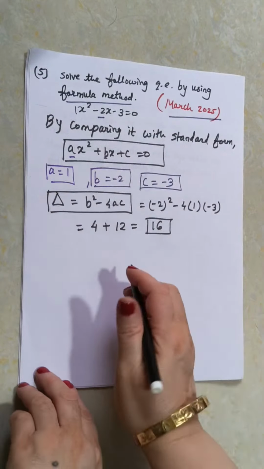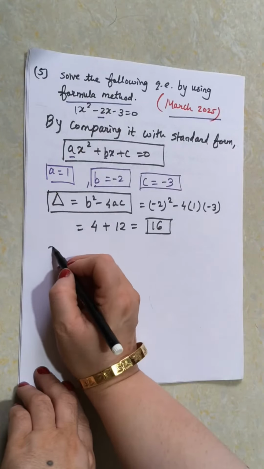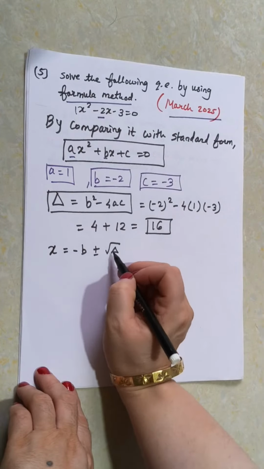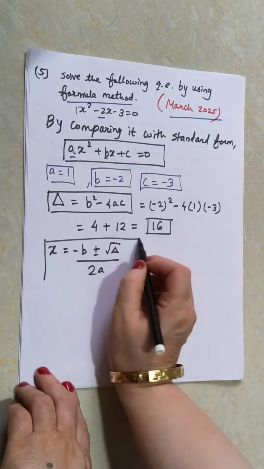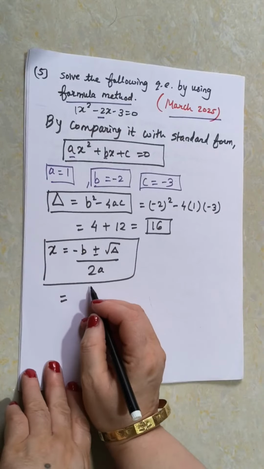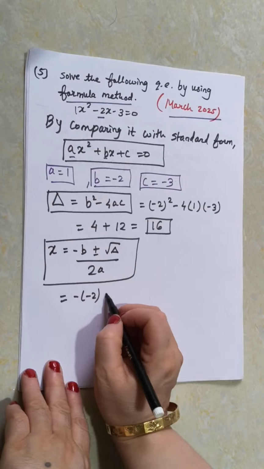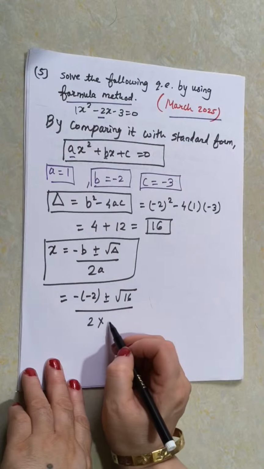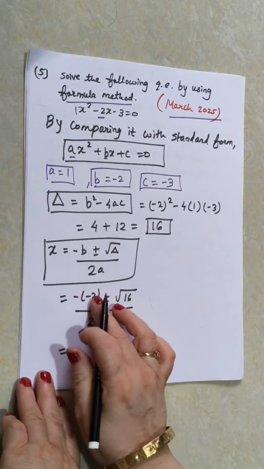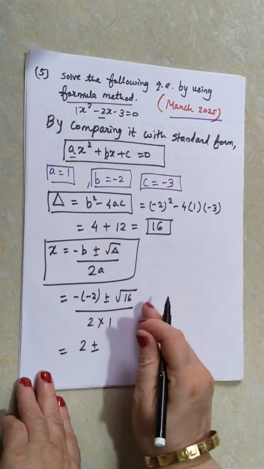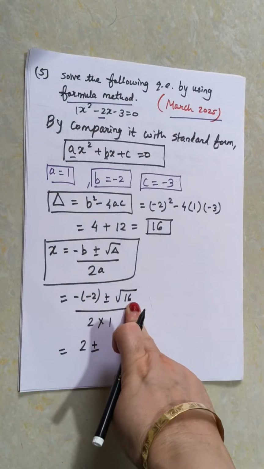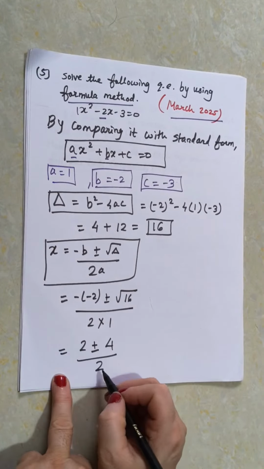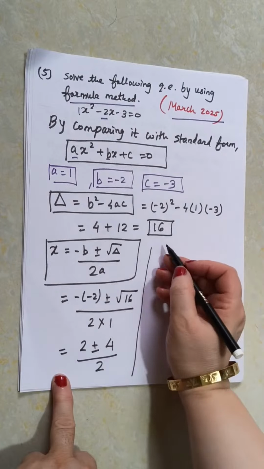Yes, Mansi. Now let us use the formula to find the roots x. That is negative b plus or minus under root delta upon 2a. Let us put the values. Negative b means negative negative 2, plus or minus under root 16, delta is under root 16, and 2a is 2 into 1. This negative negative is positive 2, plus or minus, 16 is a square of 4. So 4 will come, square root of 16. First I will take positive 4 and then I will take negative.